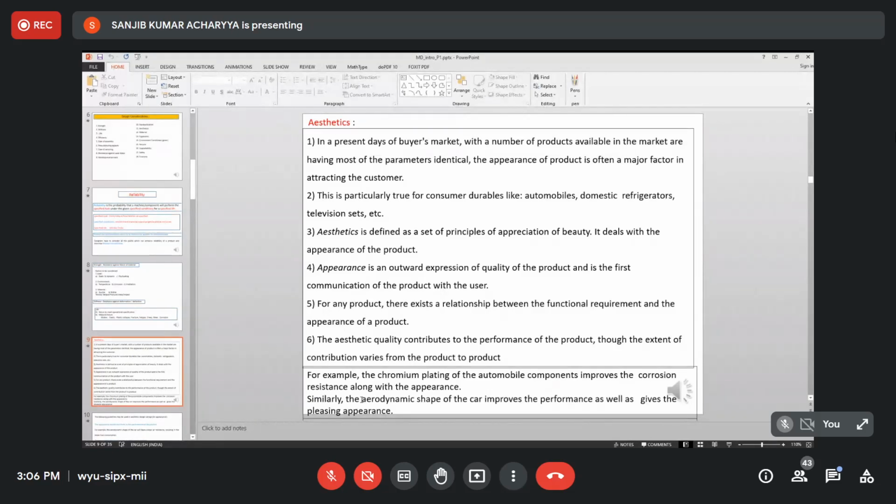Or the aerodynamic shape of a car with certain curvature. Because of this curvature, the appearance of the car also improves, but at the same time it reduces the aerodynamic drag on the car. So there are aesthetic features which can be improved while simultaneously improving the technical quality. Those are always to be followed by the designer. Those are to be included in the product, because they enhance the technical quality and aesthetic quality both.